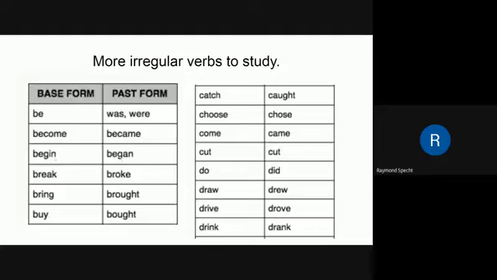Begin, began. Break, broke. Bring, brought. Buy, bought. Catch, caught. Choose, chose. Come, came. Cut, cut. Same form. Do, did. Draw, drew. Drive, drove. Drink, drank. All right, let's look at our next slide.